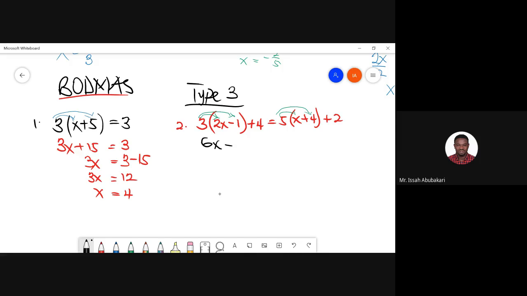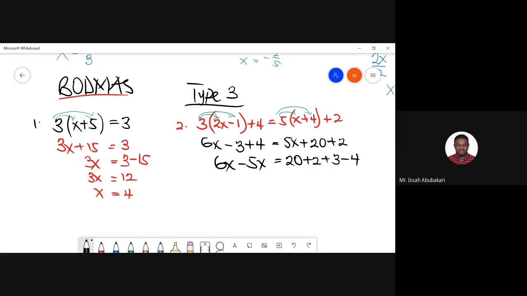6x minus 3 plus 4 is equal to 5 times x is 5x plus 5 times 4 is 20 plus 2. Now, we come back to the type 2. Type 2 says that we should group like terms. Write all the numbers with a variable on the left side. So we have 6x minus 5x should be equal to 20 plus 2 plus 3 minus 4.